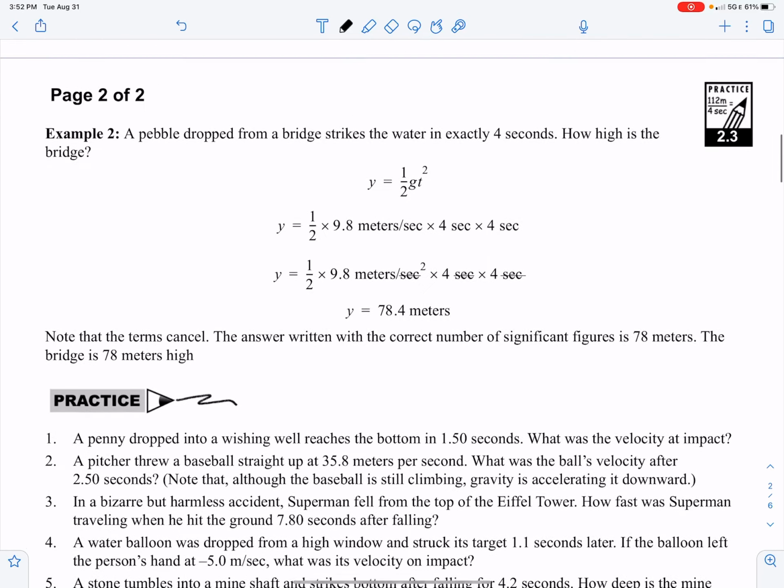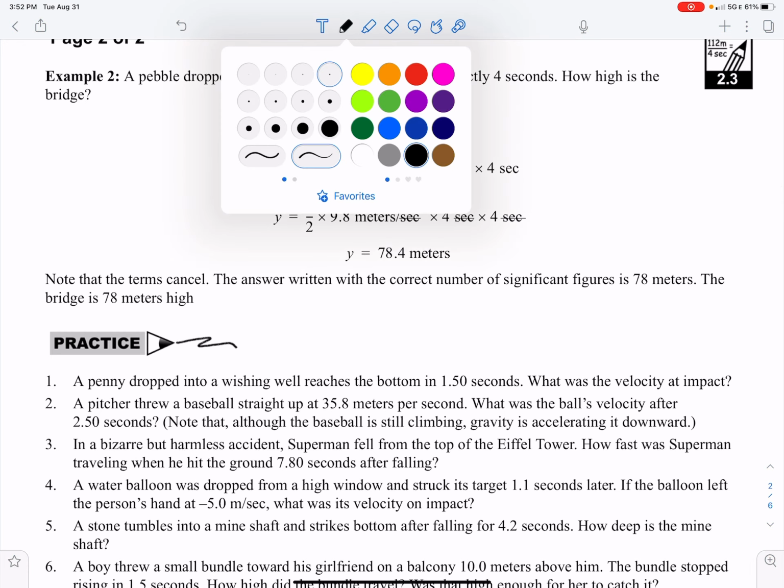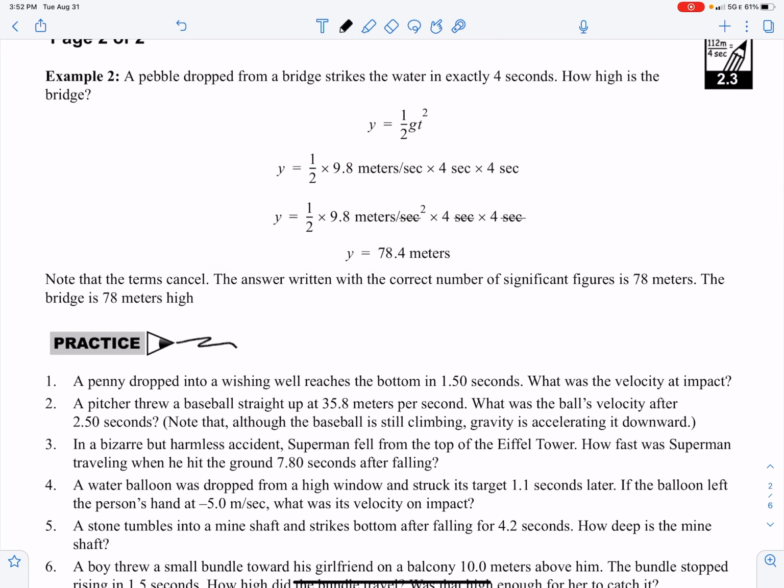Question 1. A penny is dropped from a wishing well and reaches the bottom in 1.5 seconds. What was the velocity at impact? Well, since you have a penny falling, this is an example of free fall acceleration. If the penny is dropped, we know the initial velocity is equal to 0. 1.5 seconds would be the time t, and we're looking for v, the final velocity.